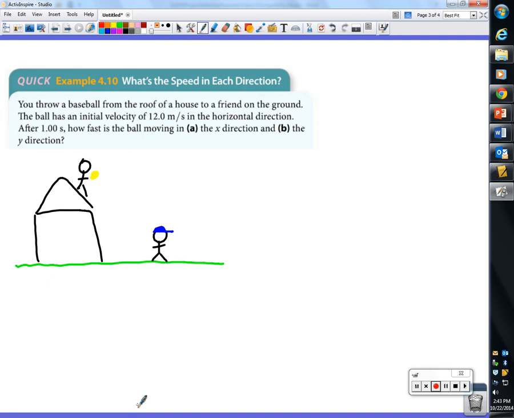So you throw the baseball off of the roof with an initial velocity of 12.0 meters per second in the horizontal direction. We just talked about the idea that even though you throw it horizontally, gravity's going to start acting on it, and that will cause it to travel in what kind of path? A parabolic path, right?